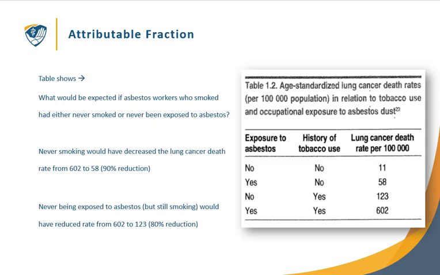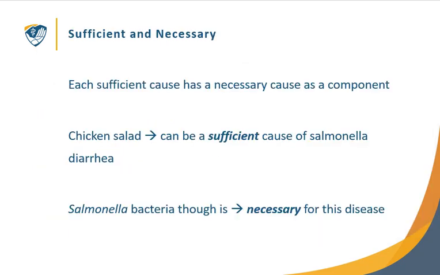I always find it interesting. I should look up the reference sometime. What was the reason why there were 11 lung cancer deaths per 100,000 people in those individuals who weren't exposed to asbestos or had history of tobacco use? Was it secondhand smoke exposure? Something else? Be interesting to find out.